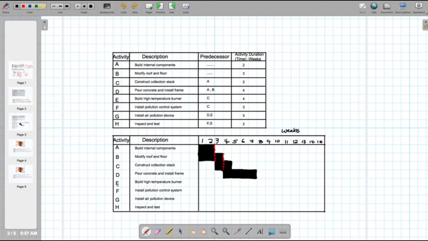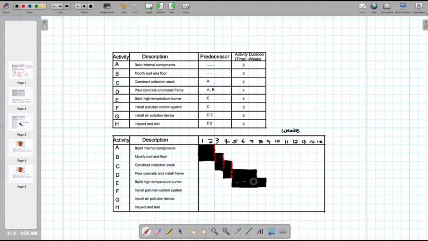So activity E is dependent on C. So again, you see activity E is here, but it's dependent on C. You come to C, and C ends here. And that's where activity E should begin, and it has 4 weeks. So you link that up again. So week 1, week 2, week 3, week 4. So this activity will be completed by the 8th week of our project. So there you go, right there.